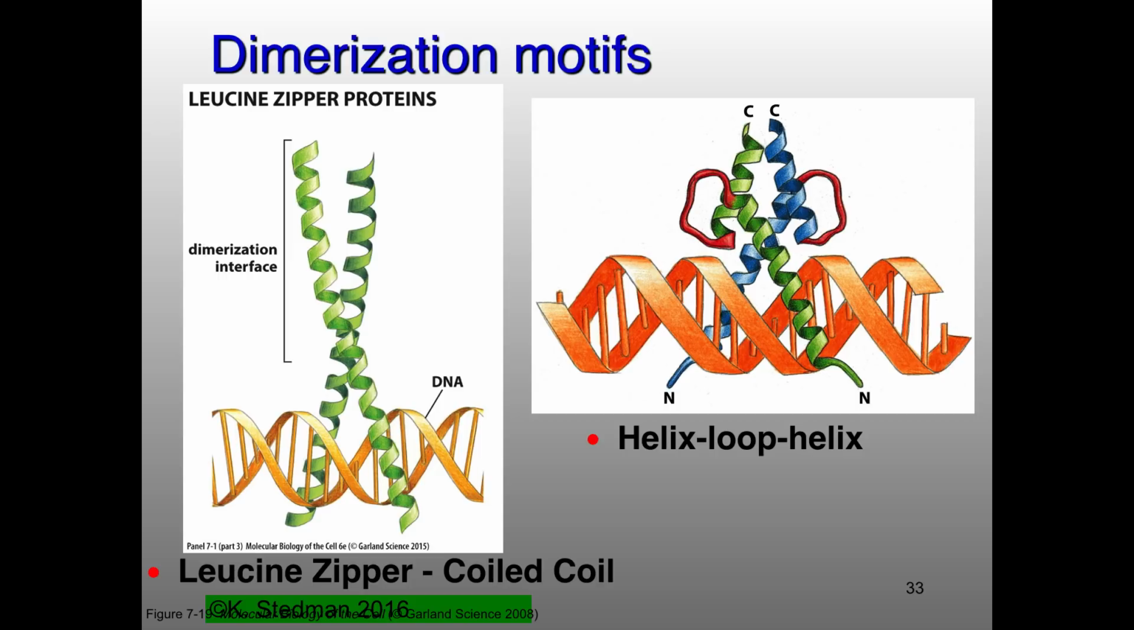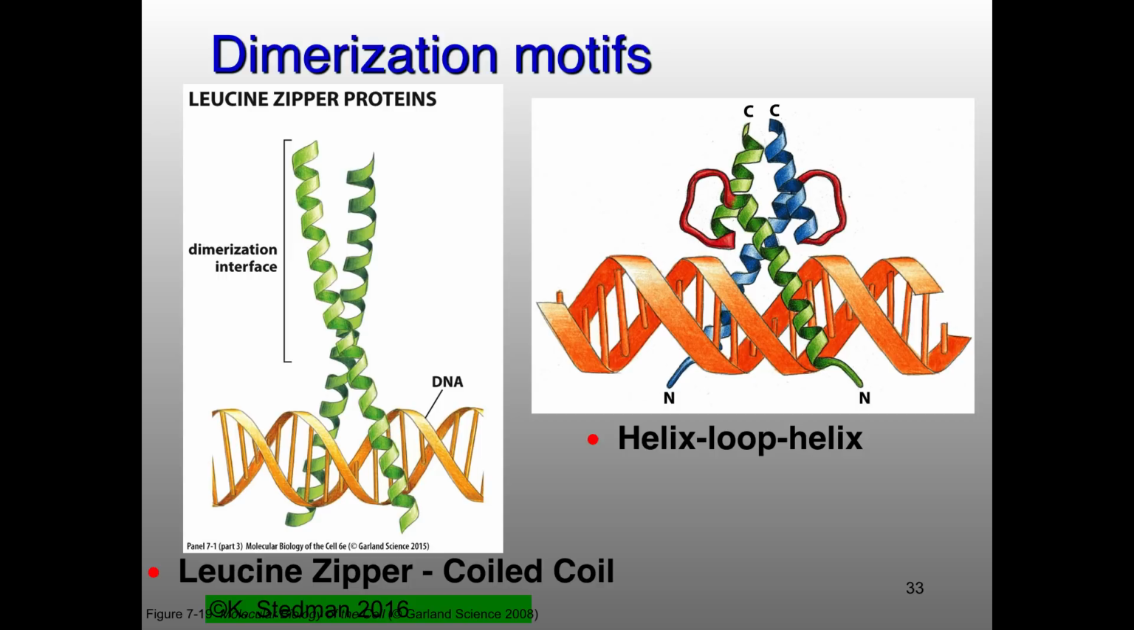So DNA binding motifs can't dimerize together, but these can. Yeah, and so they're serving completely different roles here. Sorry, so the question was, can helix-turn-helix motifs dimerize with each other? And the answer is no, they can't.